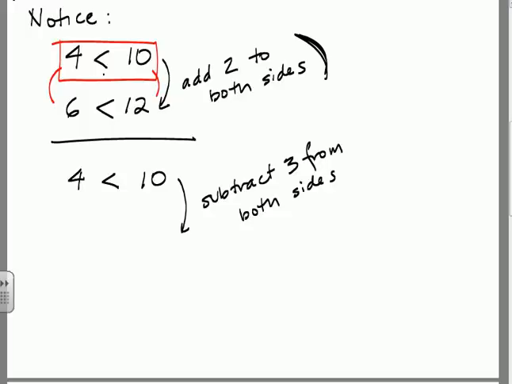Next experiment, mathematicians. Starting with 4 is less than 10, we're going to subtract 3 from both sides. What are we going to get? 4 minus 3, 10 minus 3. And how do those two compare? Well, 1 is less than 7. So again, subtracting the same number from both sides didn't change our inequality at all. So let's see what else we've got here.